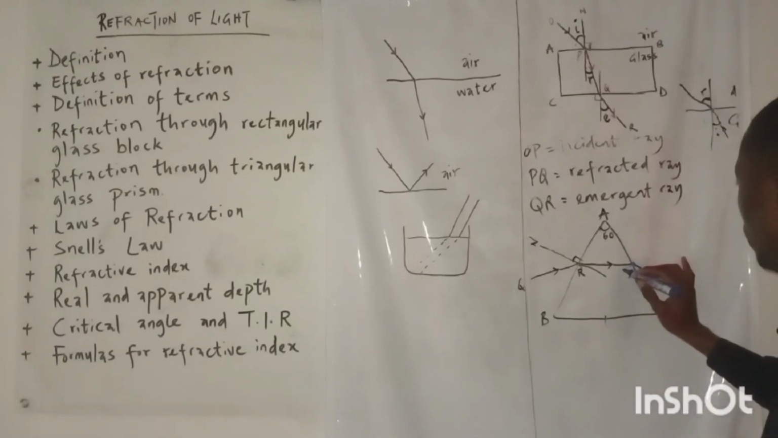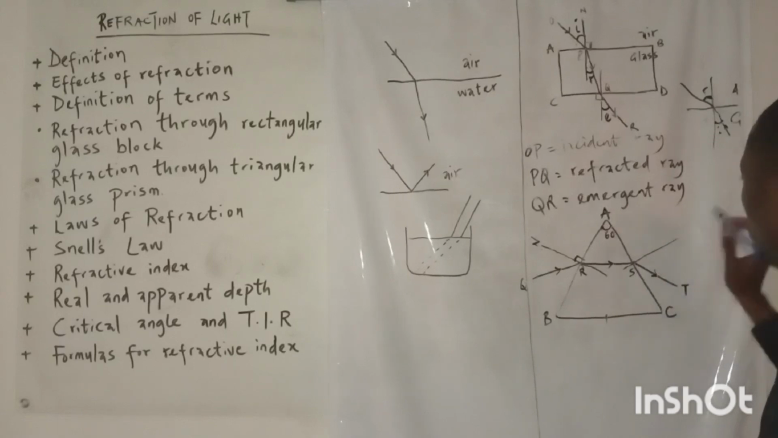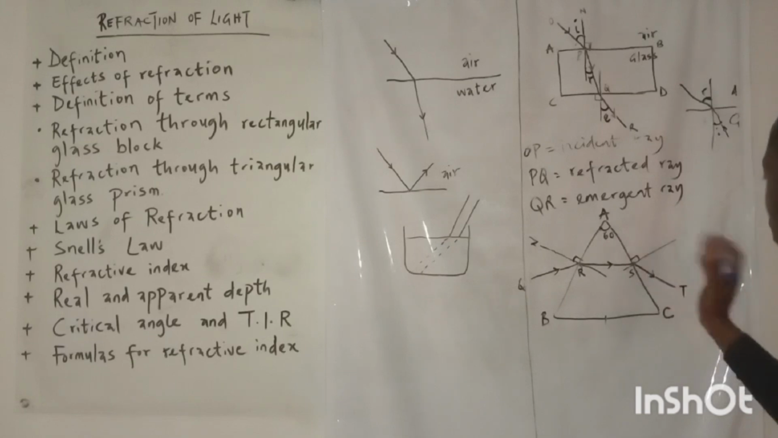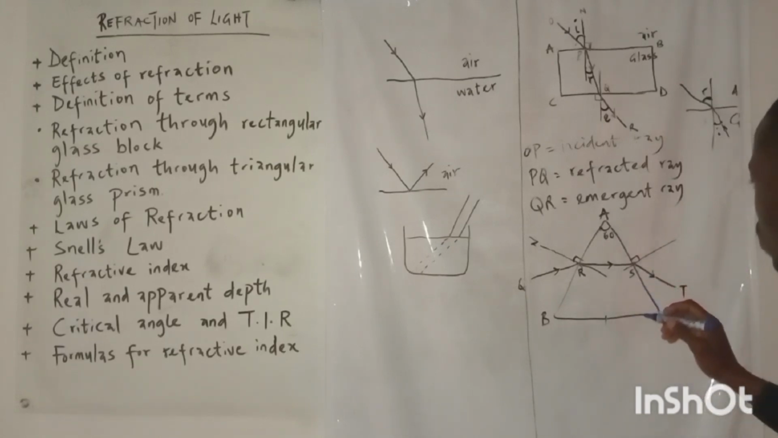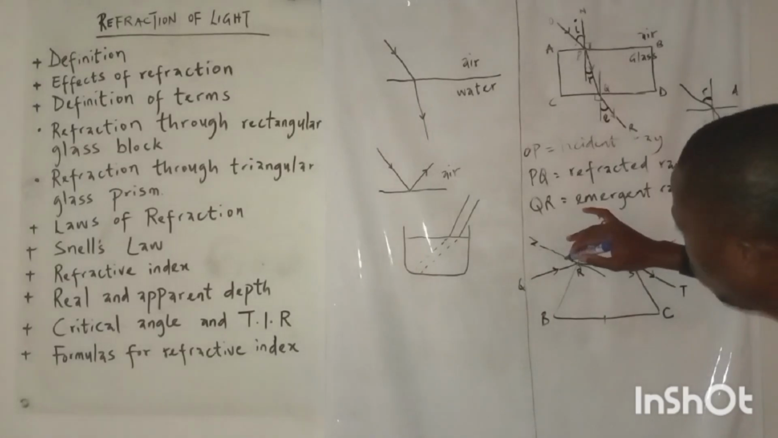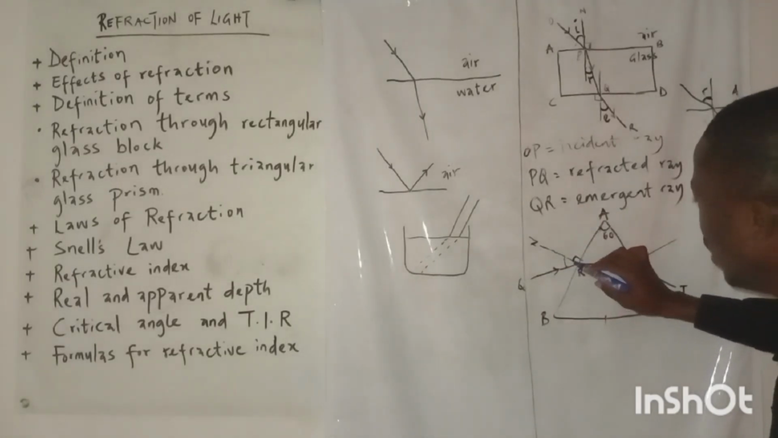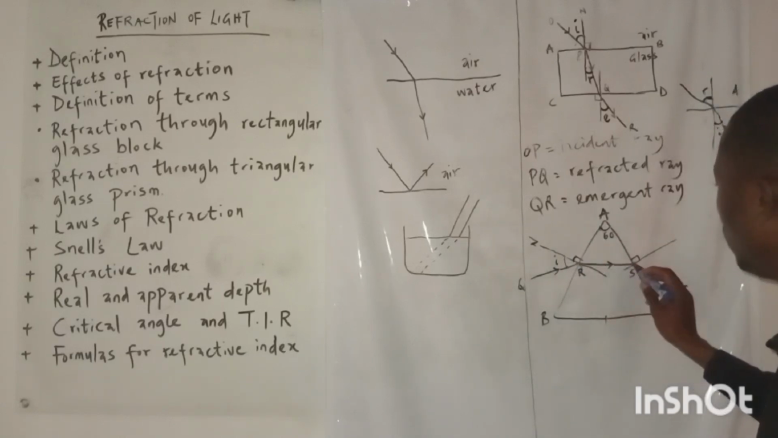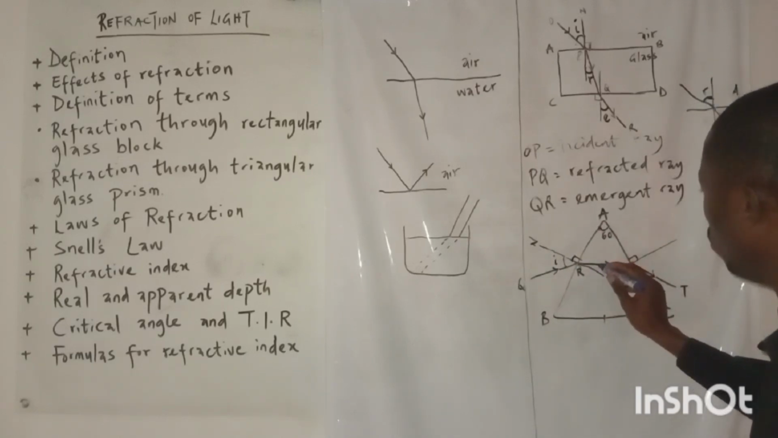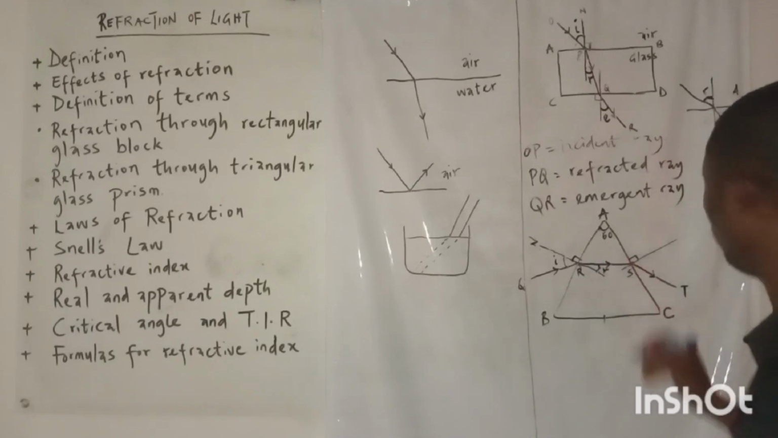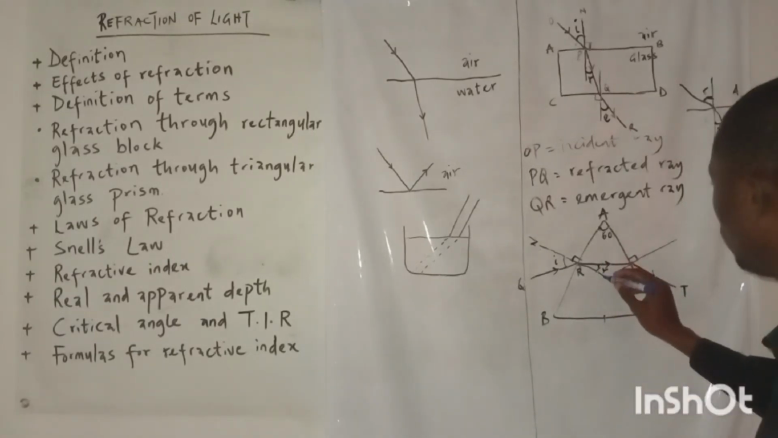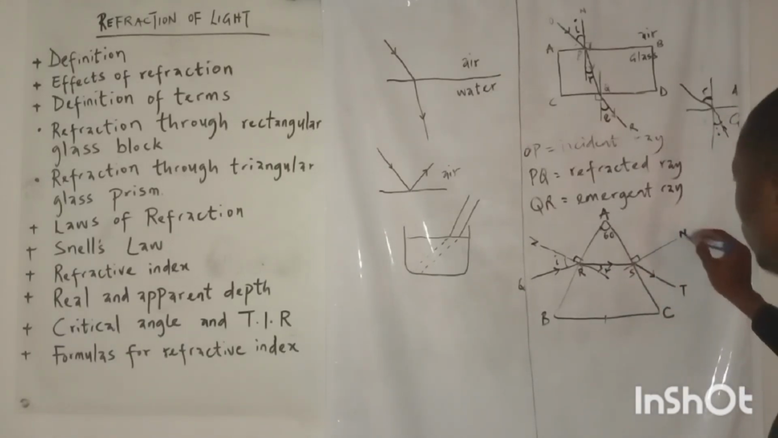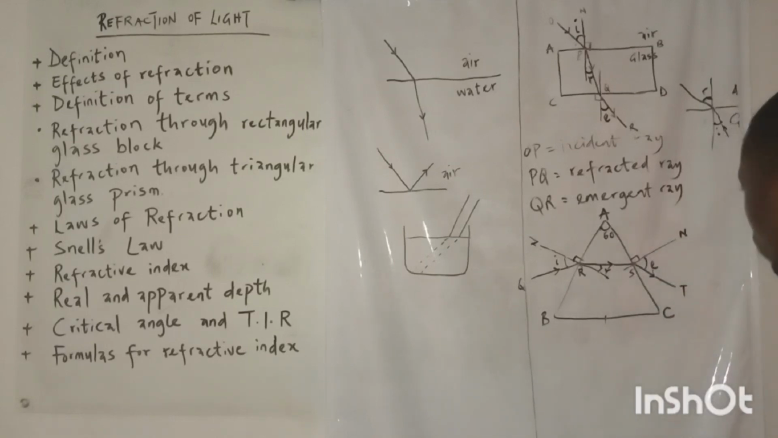Let's also put our normal here. The normal is at 90 degrees to the boundary surface. This is the boundary between glass and air. So now the angle between the incident ray and the normal is the incident angle I, and the angle between the refracted ray and the normal is R, and the angle between the emergent ray and the normal is the emergent angle.